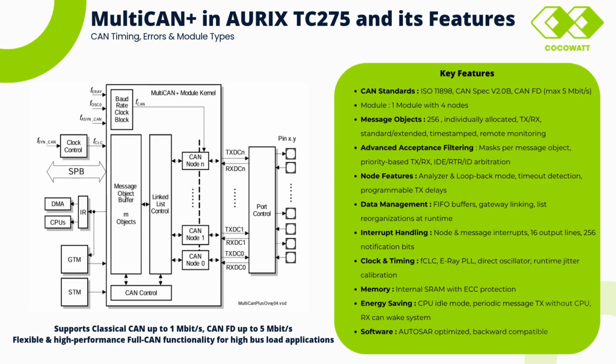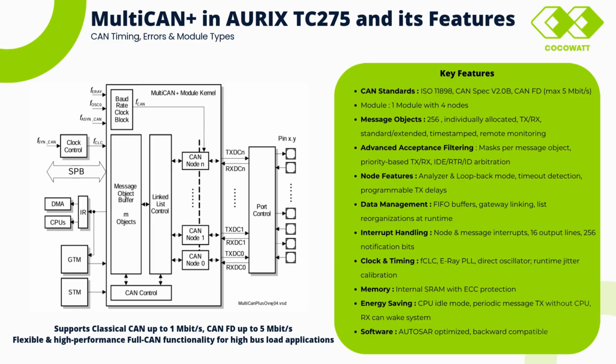The module which we are discussing includes one module with 4 nodes and offers an impressive 256 message objects. These can be individually allocated for both transmission and reception and include features like timestamping and remote monitoring. The advanced acceptance filtering is particularly noteworthy, providing a mask per message object and priority-based TX and RX. Node features include analyzer and loopback modes, timeout detection, and programmable transmission delays. These functionalities enhance the module's adaptability and robustness.